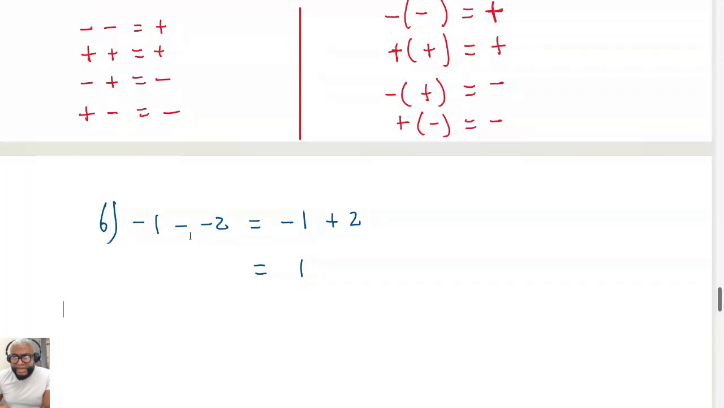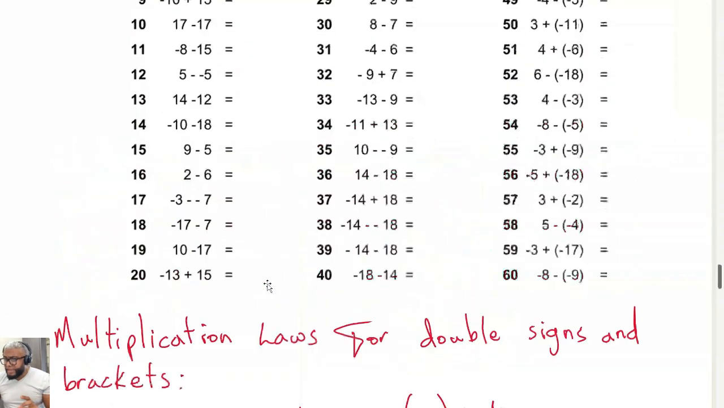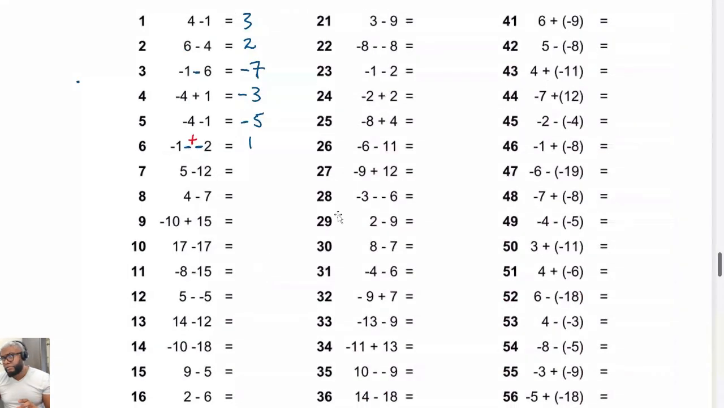So for number 6, we had a double sign. It was negative 1 minus negative 2. A minus and a minus became a plus. So I rewrote the equation as negative 1 plus 2. My two signs are different. So that means I have to subtract. I took 1 from 2. I got 1. And then I placed the sign in front of the larger number in front of my answer, which is plus. I don't need to put the plus there. It is understood. Zia, you with me? Yes, sir.